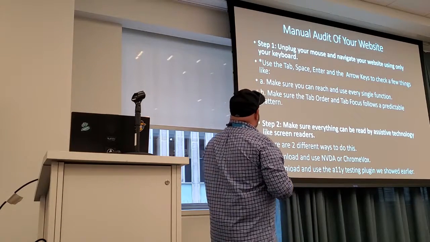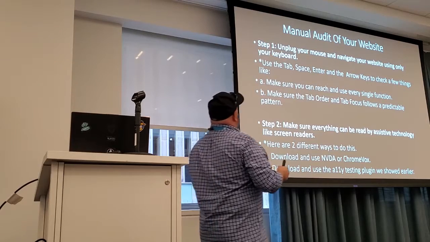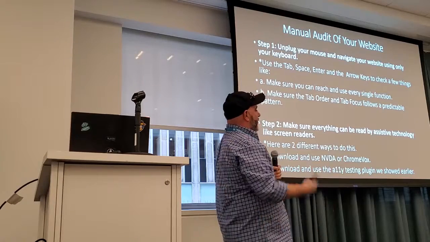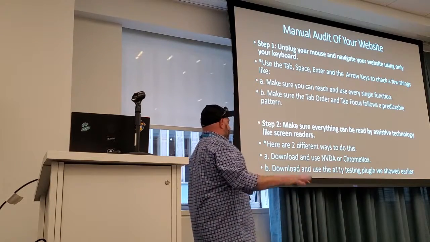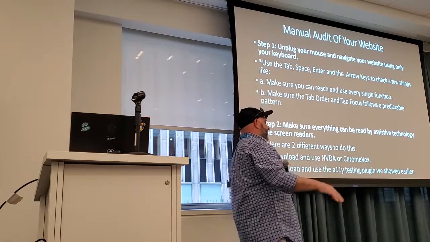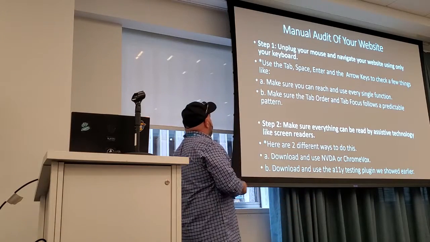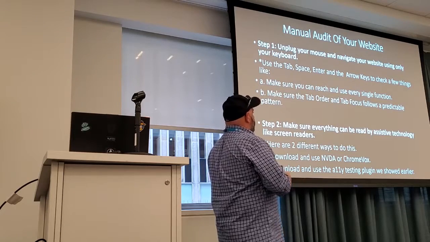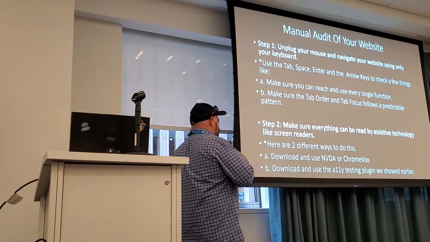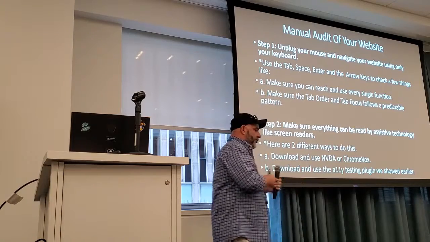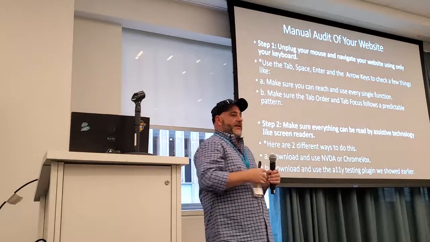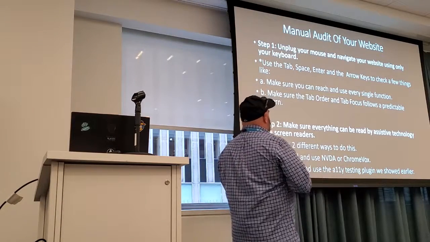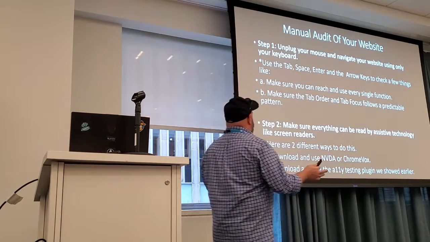Okay, now this is the process that I like to do when I'm doing my manual tests. Take my mouse, throw it in the drawer, because too many times I just reach over for my mouse, and five minutes later I'm like, oh my god, I'm using my mouse. So I just get rid of it. Use your tab, your space, your enter, your arrow keys. Just navigate your site. Try to use everything. Go everywhere. Use all elements and navigate your entire site. Make sure you can reach and use every single function, especially these dynamic functions that we have nowadays.